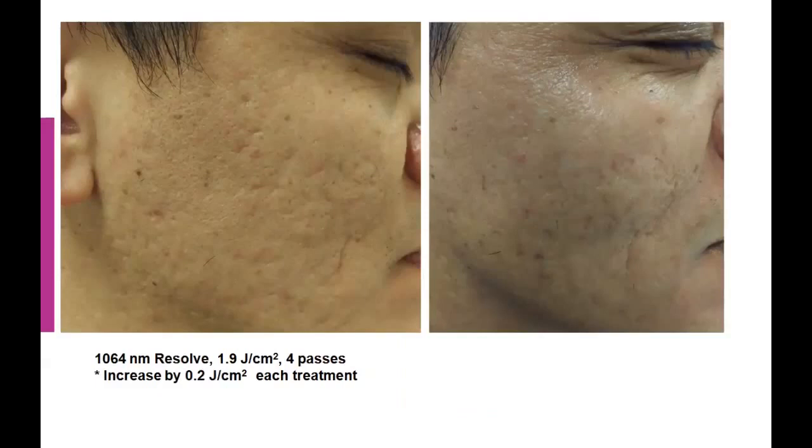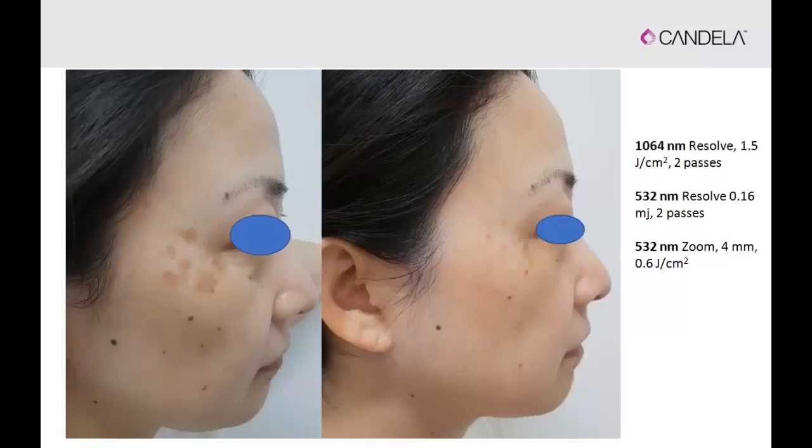Now, why multiple passes? That's interesting because imaging and studies have shown that the size and the number of the LIOBs increases with each subsequent pass. So particularly when you want to have much more of an inflammatory response, much more of a wounding effect, and much more neocollagenesis, such as the case with acne scarring, it is important to do more than 1 pass because you will have more LIOBs and larger LIOBs.